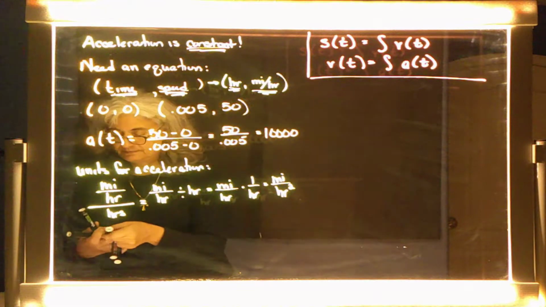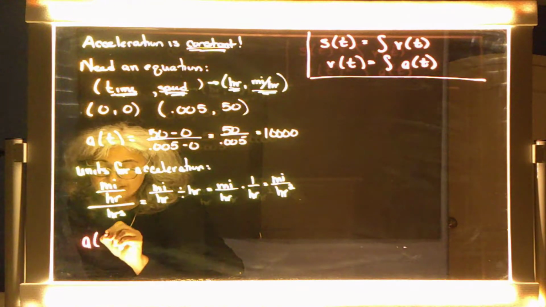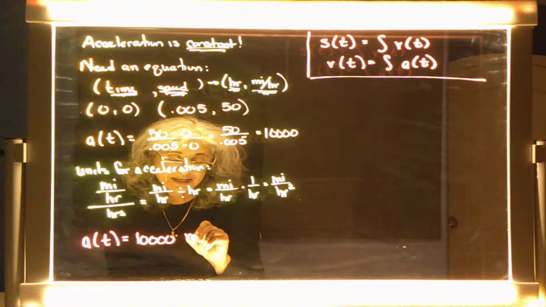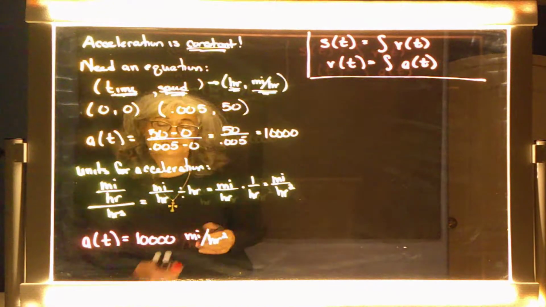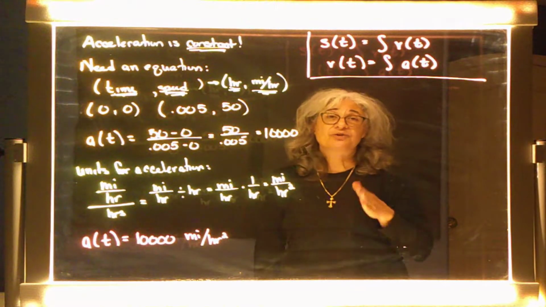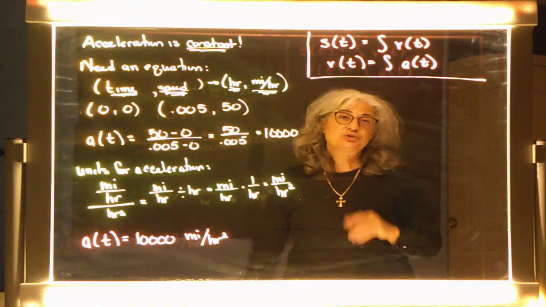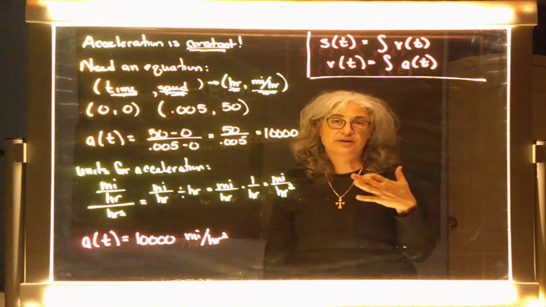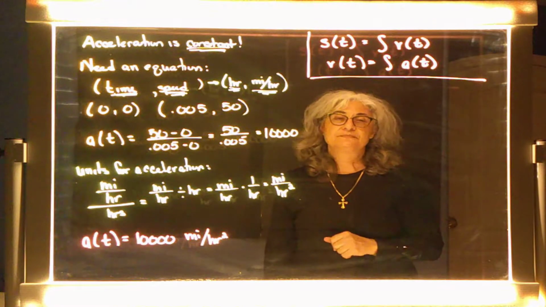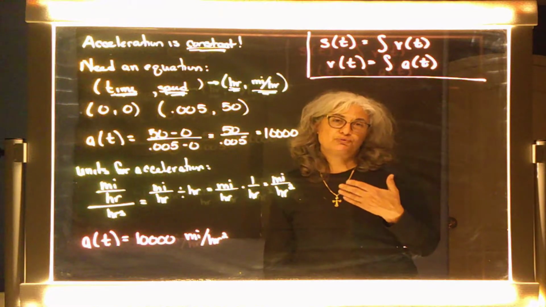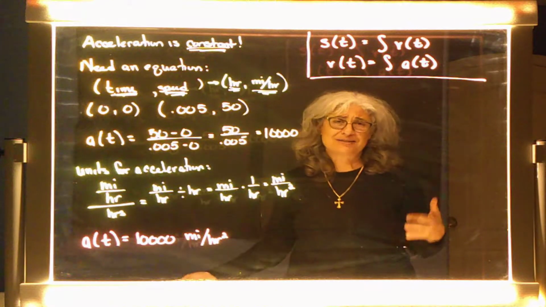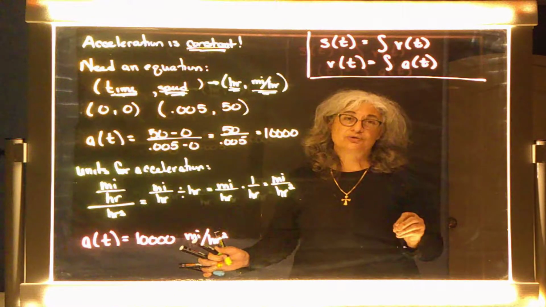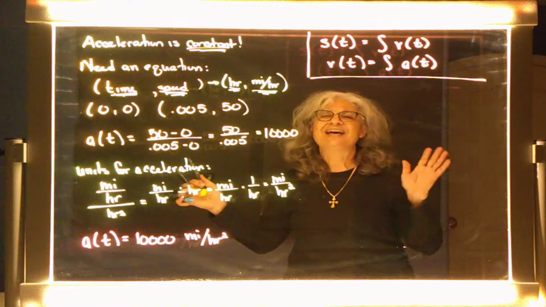So your acceleration equation in this case is 10,000 miles per hour squared. That's my acceleration equation because the acceleration was constant. And in this case, it's 10,000 miles per hour squared. Good? Okay. Remember, we need to know the distance this motorcyclist has traveled, right? All I know right now is the acceleration, which is good. I've got at least something to work with. I didn't even have that before.